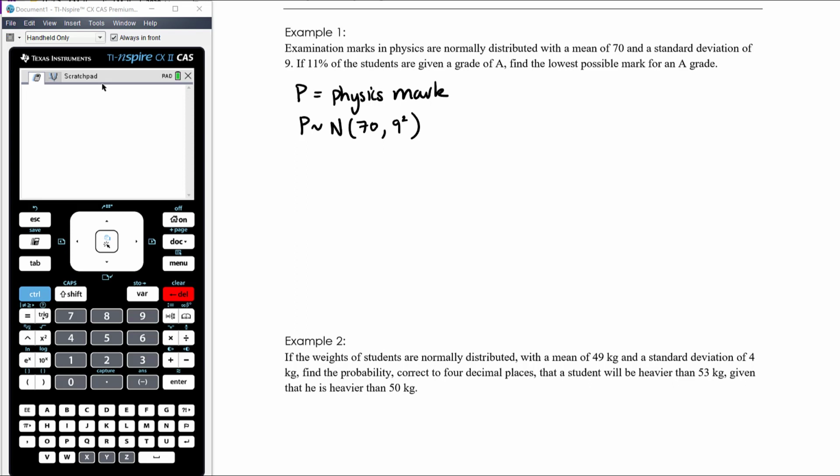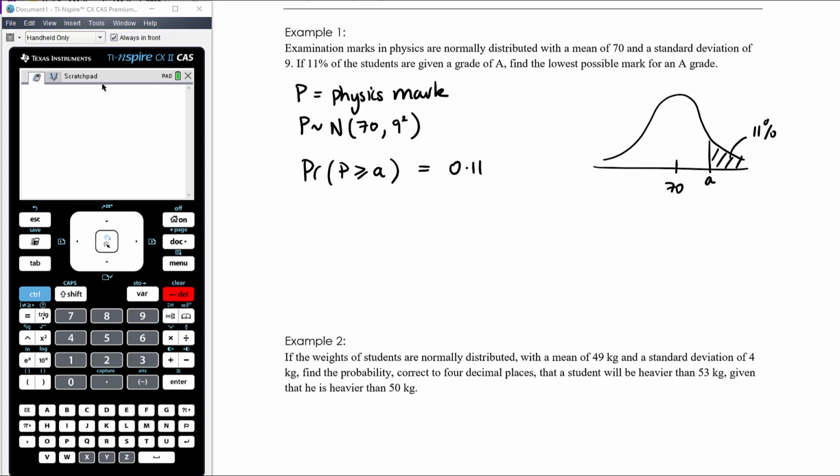Right, let's write down what we know. So 11% of students are given a grade of A. Find the lowest possible mark for an A grade. Okay, so we know the probability that the physics mark is bigger than or equal to A is going to be 11%, so 0.11. So essentially what we've got here, again thinking about what's going on, you know the mean is 70, you know the standard deviation is 9, you know that the top 11% of students get an A grade. And so therefore you want to know what is this grade above which they'll earn an A.